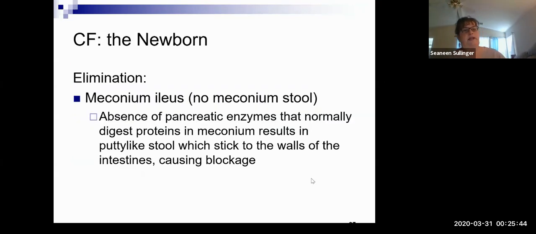So in the newborn, the thing that you want to look at, we talked about this earlier in terms of elimination, would be a meconium ileus, meaning that the meconium was up somewhere in the intestine and has not come out, and that happens because they don't have the enzymes. And so it gets stuck, the meconium, which is already thick and black and icky looking, it ends up sticking to the walls of the intestine, and it's very difficult to move through.